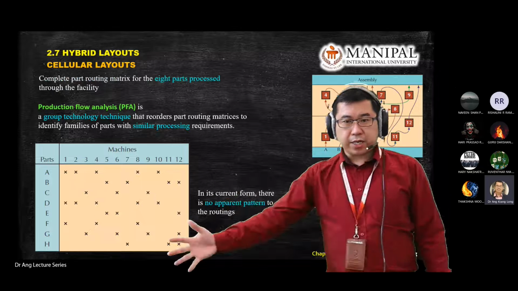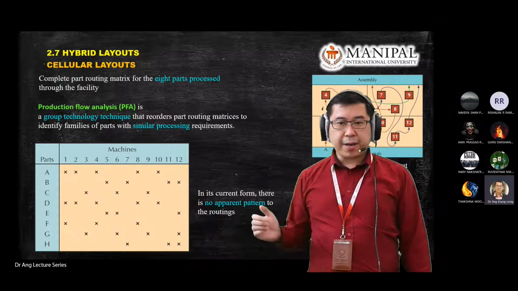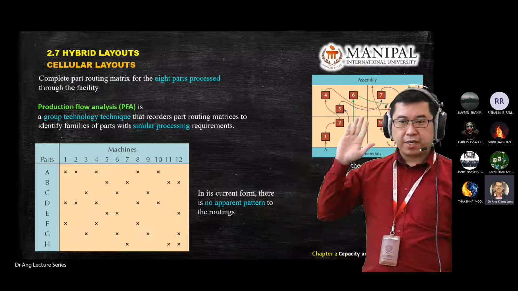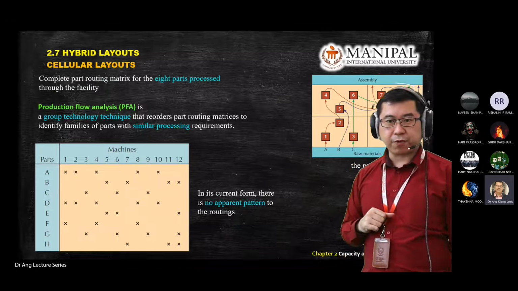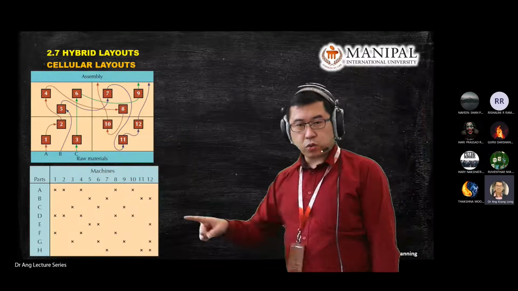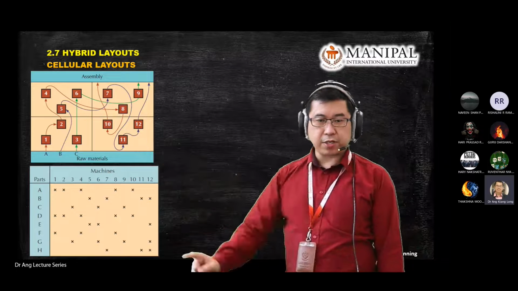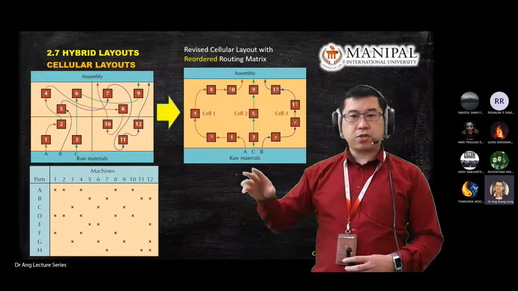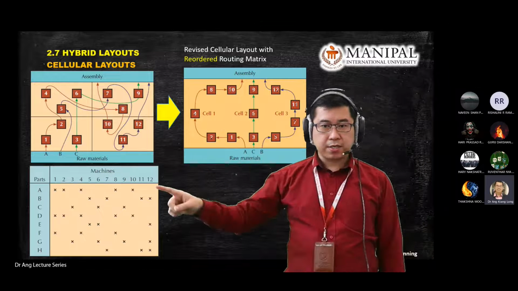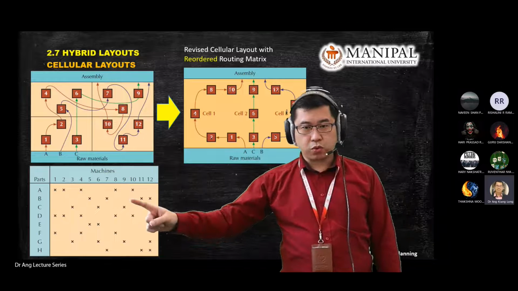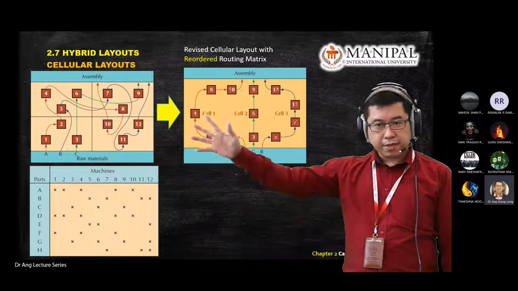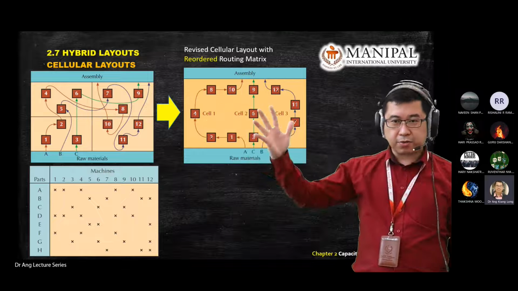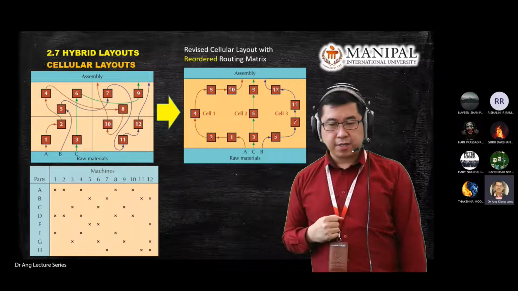In this matrix, you do not see any pattern, right? You do not see any pattern for the routing, and you're not able to do grouping to improve the efficiency of the production flow. So there are some strategies to group this kind of situation, as in the cellular layout. We will use a routing matrix. There's a procedure to turn this one into this one, but for this module we will not go deep into it because it is a very complex procedure.